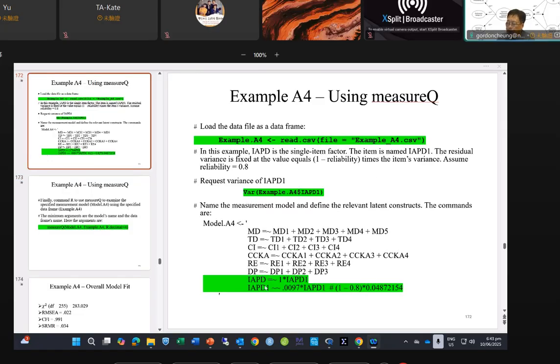For reliability, typically we need at least 3 items to calculate reliability. If you get 2 items, yes, you will still get the reliability, but it is not very reliable. The reliability measure is not very reliable.